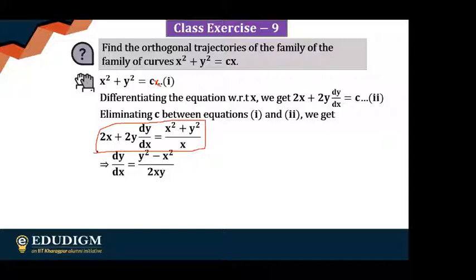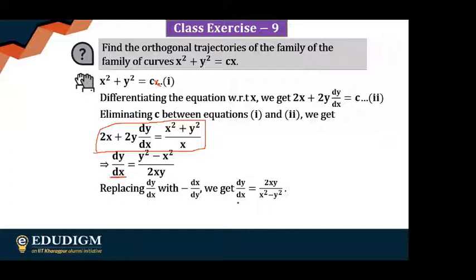Fair enough. So some simple adjustments. I'm taking this 2x to the other side and some division and subtraction. This is dy/dx. For the orthogonal trajectory, I have to replace dy/dx by minus dx/dy. So if I just put minus dx/dy here, there will be some changes, and this is what I'm going to get. Fair enough. So this is the orthogonal trajectory.